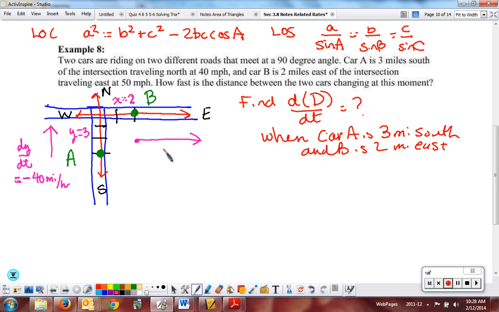All right? So my dx dt, what is my dx dt? How fast is he going? Positive 50 miles per hour. Okay? And then I'm trying to find the distance between them, so it might be a good idea to go ahead and draw in the distance between them. Label that with my variable d.